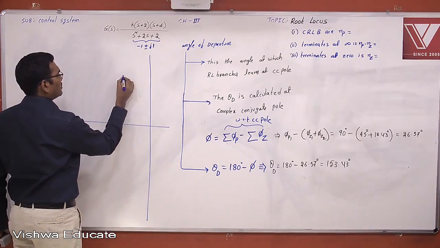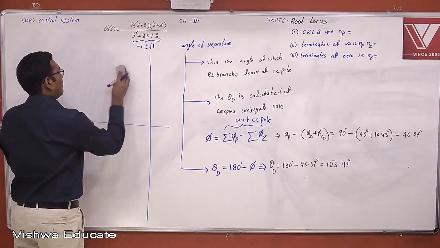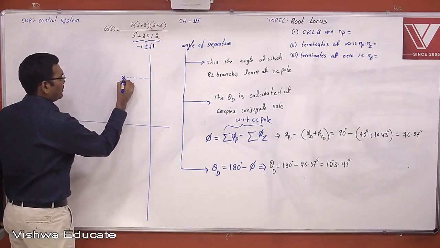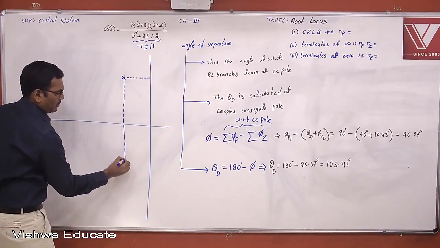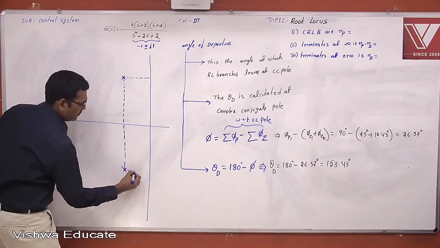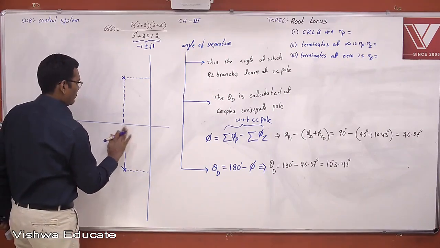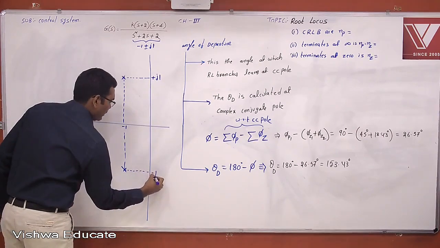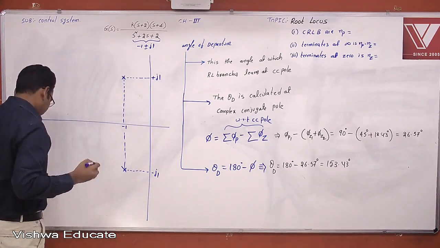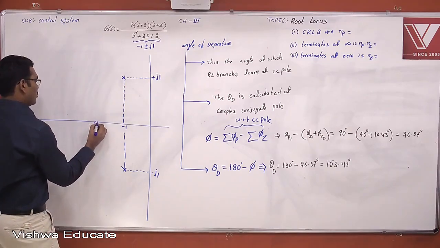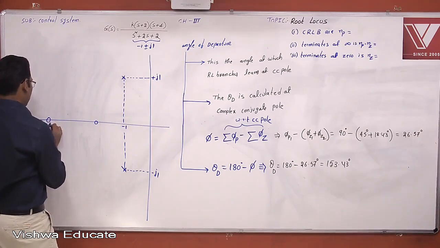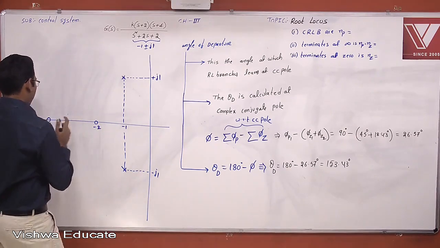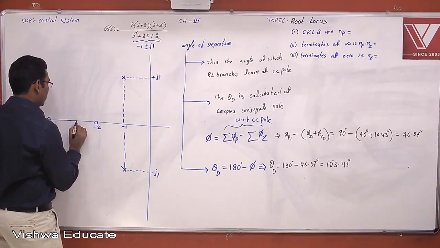Now these are the complex conjugate poles, which are minus 1 plus or minus j1, that is minus 1 plus j1 and minus 1 minus j1, and these are the zeros at minus 2 and minus 4, and this is the real axis. Between this section is the root locus branch.